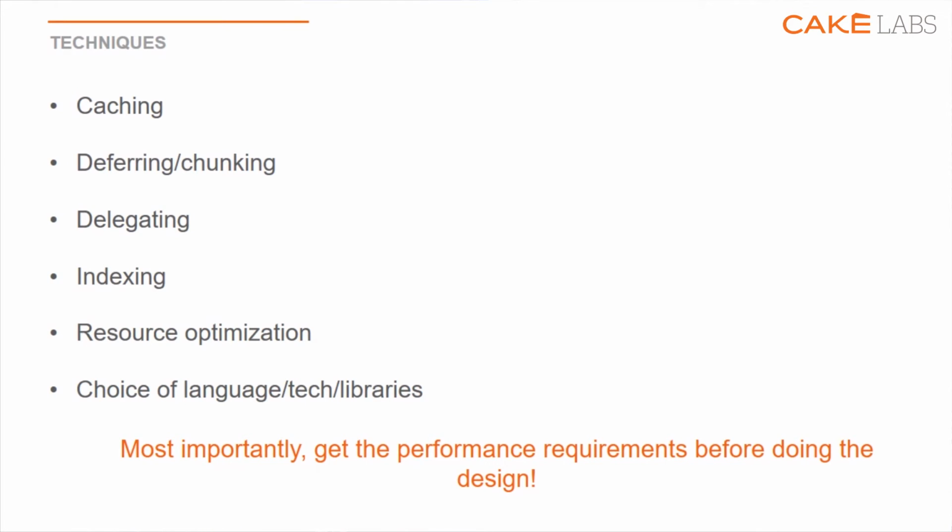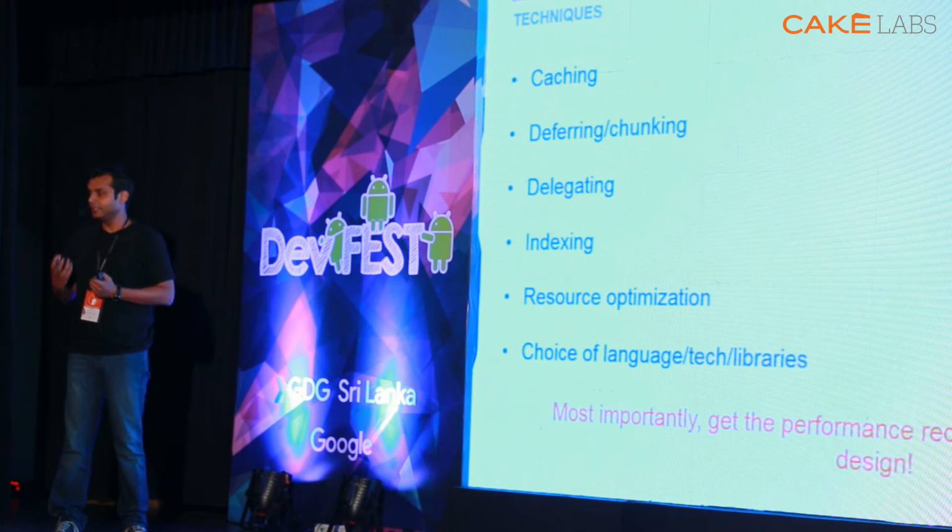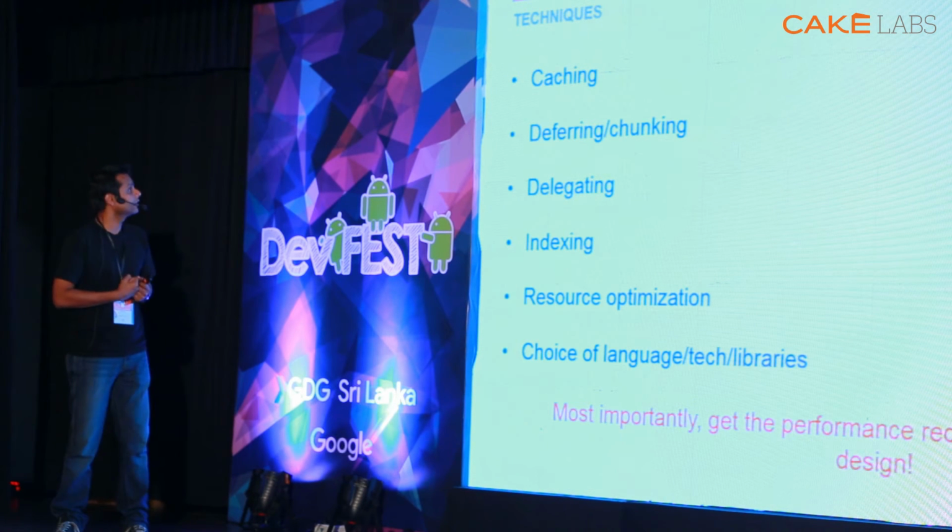Let's actually get into some of the techniques. These are not specific techniques. What I have done is categorized all the techniques into about 6 or 7 basic categories. Caching is the mechanism by which, if you have to retrieve something again and again, rather than doing that repeatedly, you cache the result somewhere and reuse it from there.